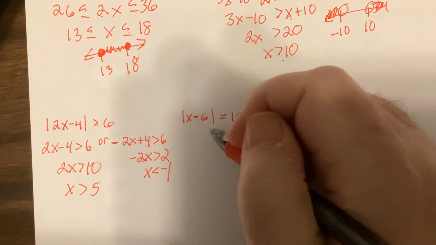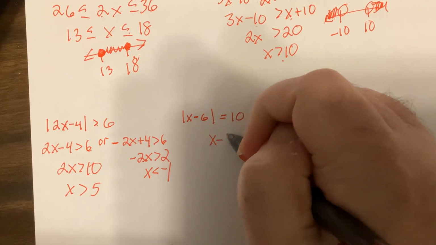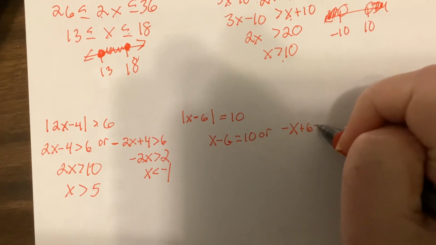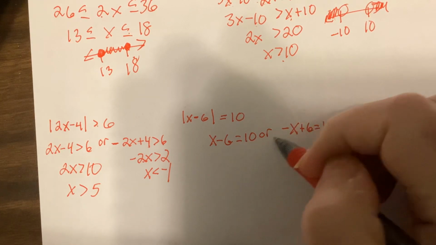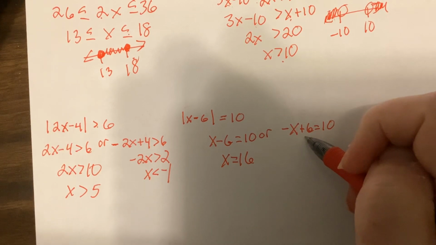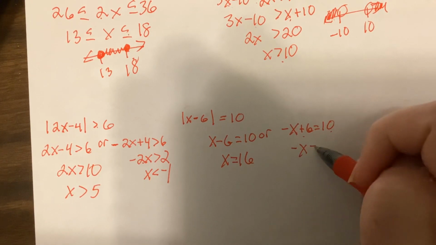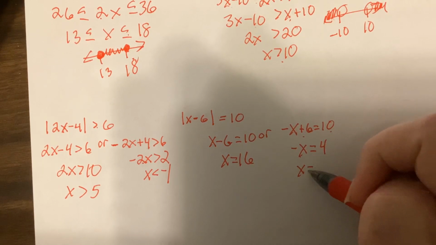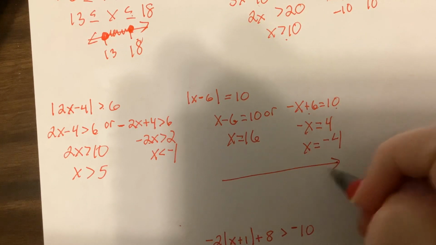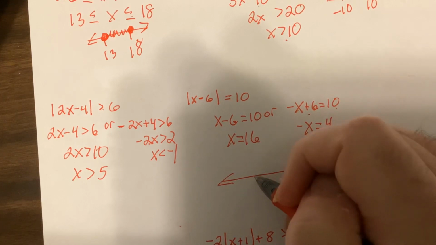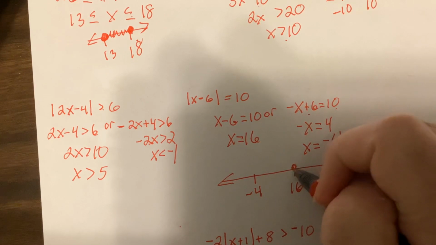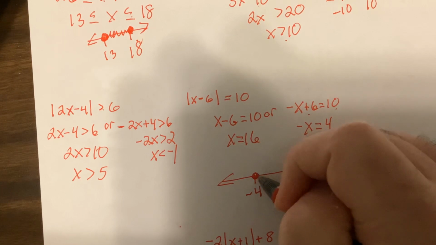Okay, this one. It'd be x minus 6 equals 10, or the opposite. Wow, that got a little crooked. So add 6. This one, subtract 6, divide by negative 1. So if the directions said solve and graph, it would be solid dots. No shading because there's no inequalities. Dot. Dot.